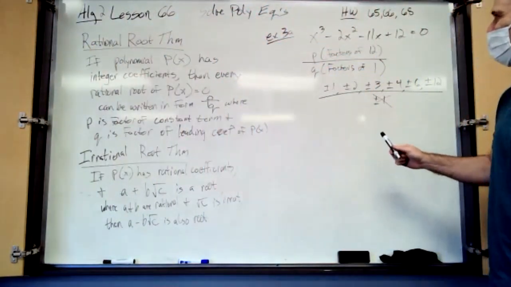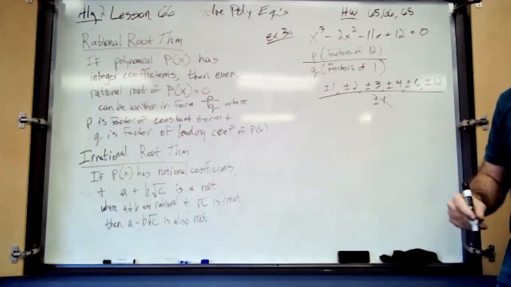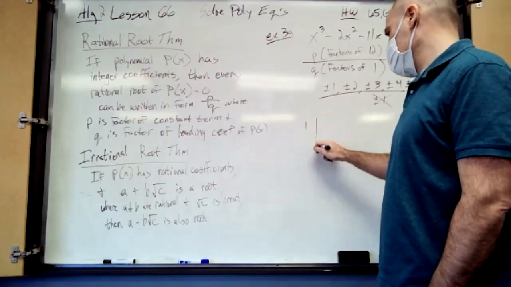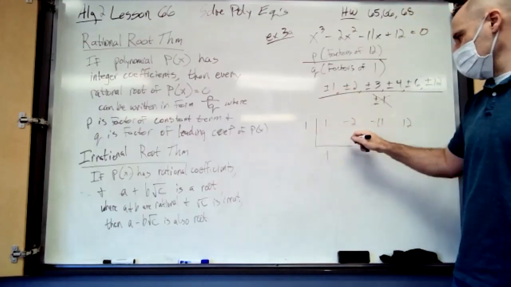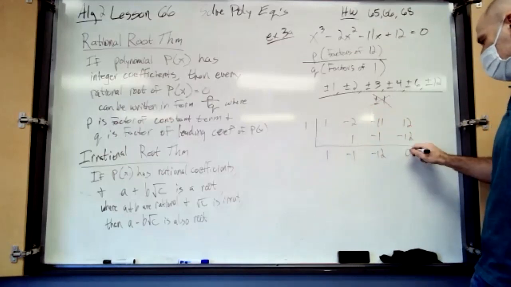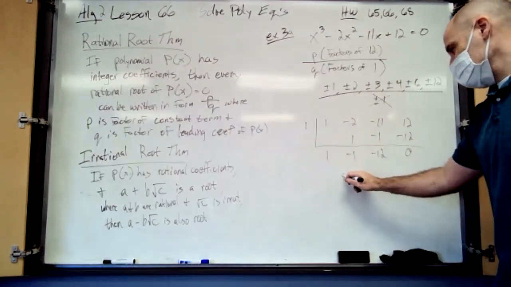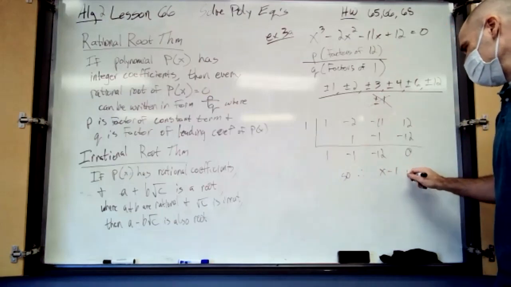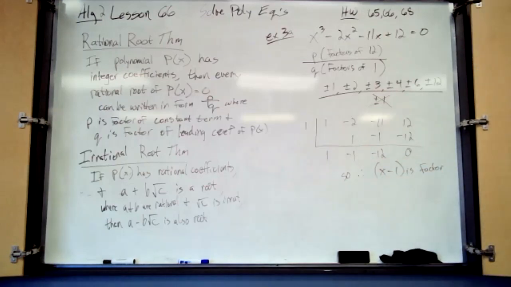So this is how we're going to try it. We're going to see if like 1 is a factor of this. How do we see if 1 is a factor? Synthetic division. 1, negative 2, negative 11, 12. Bring down the first one, multiply, add, boom. So now we know a factor. 1 is a root. So therefore, x minus 1 is a factor. Right? If 1 is the solution, x minus 1 is the factor. Okay, so if x minus 1 is a factor, now we have one of the factors.